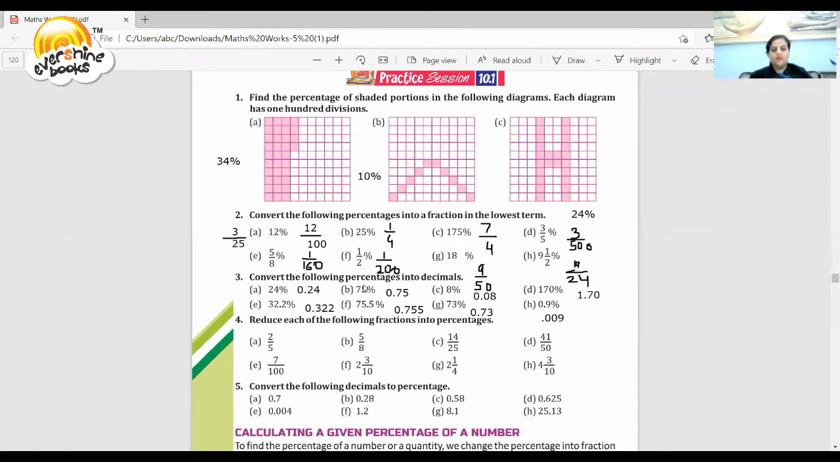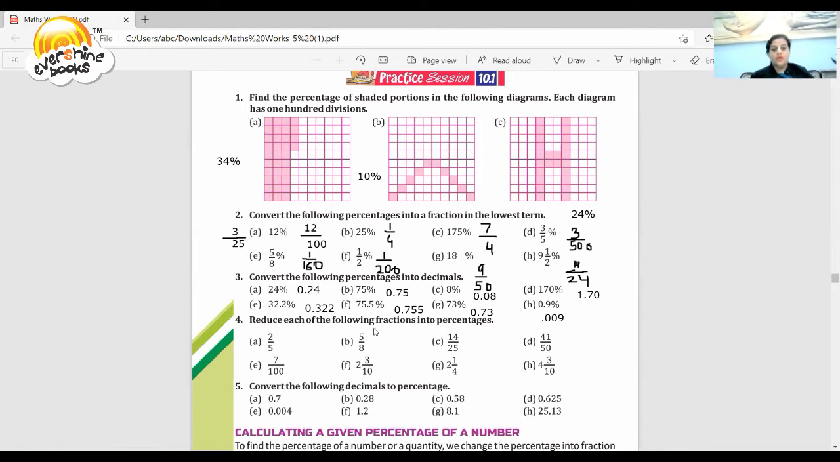convert the following percentage into decimal. If we want to make it decimal, just put one dot, two digits before you have to put the dot. So here 0.24 is the answer, 0.75, 0.08 will be the answer, 1.70, 0.322, 0.755, 0.73, and 0.009 is the answer of that number.